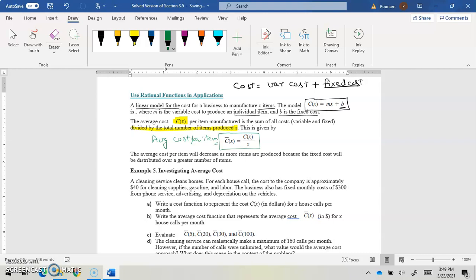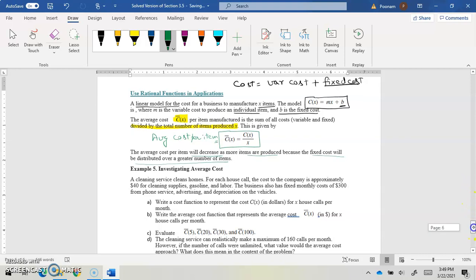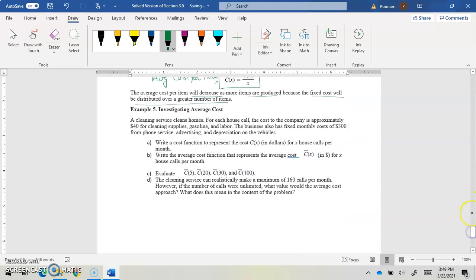Average cost per item will decrease as more items are produced because the fixed cost will be distributed over a greater number of items. So as more production happens, the average cost decreases. Okay, let's do this example.